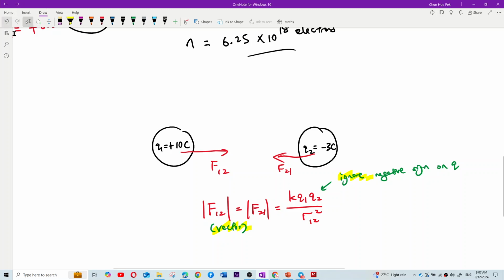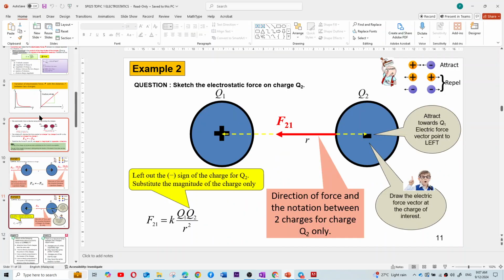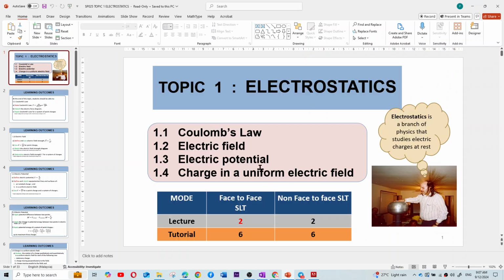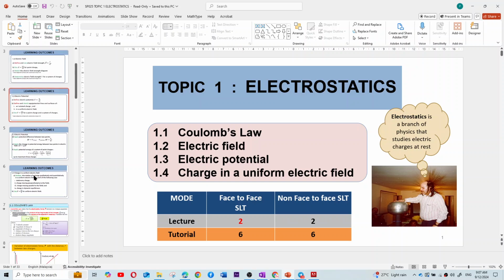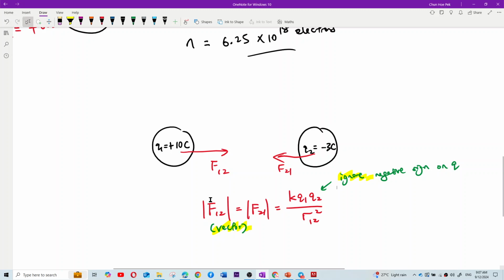Understand? But later, when you study electric potential, don't get confused. For electric potential, you must preserve the negative sign. You must substitute the negative sign. There's some difference here. Right now we want to find the force, and when you want to find the value of force, we ignore the negative sign. So Q2 has a negative, but don't substitute it. We just substitute positive 3 Coulomb.